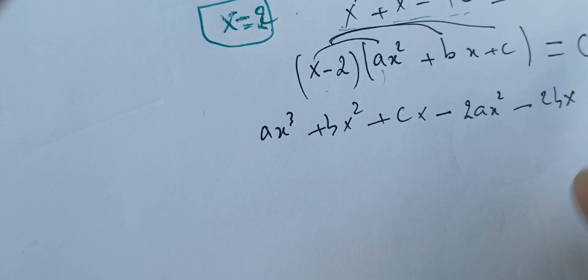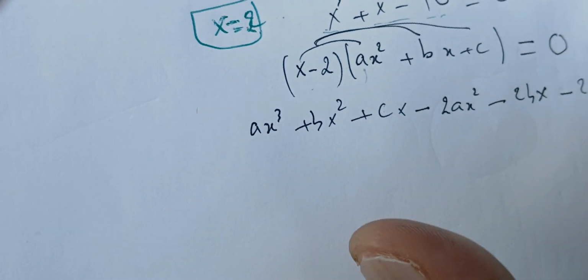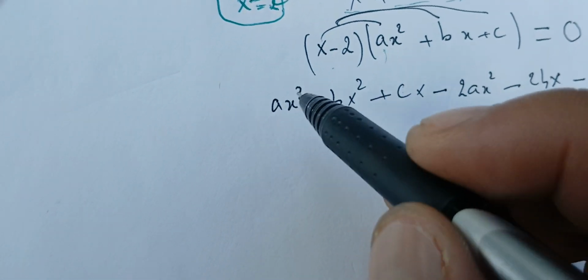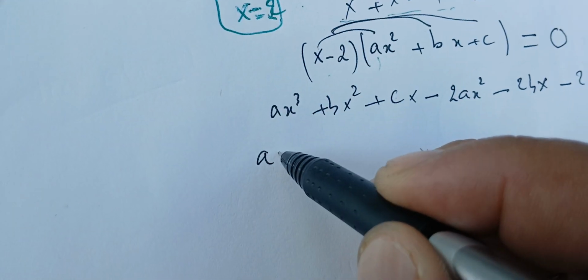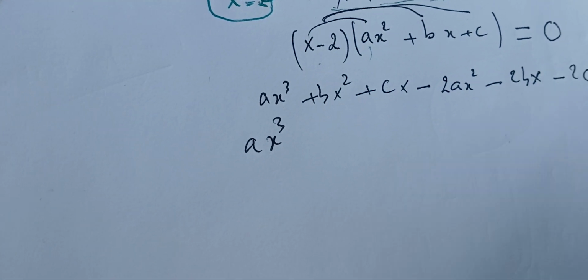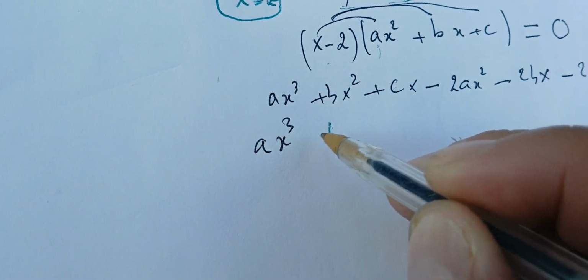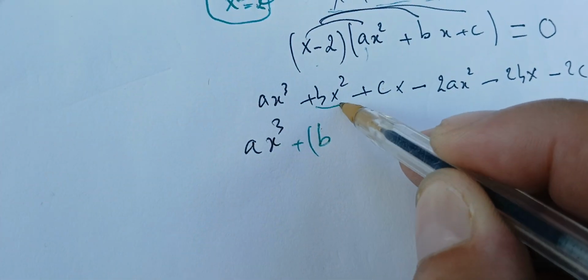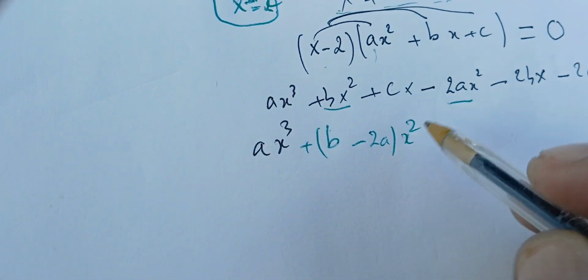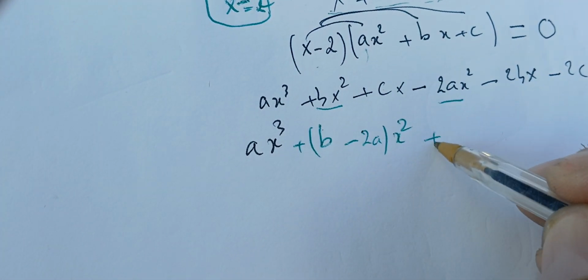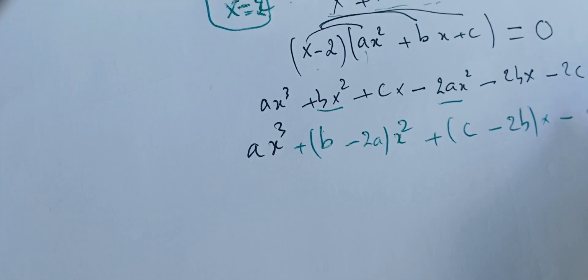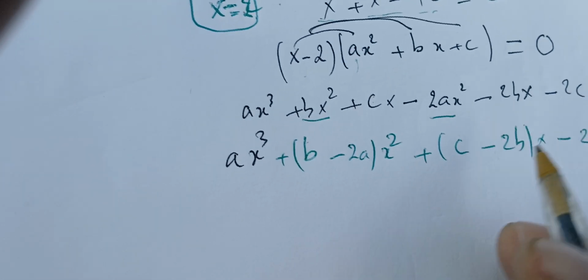Now we collect the powers with each other. There is nothing that has the x cubed except the one that's facing a. For the x squared, we have b, so we have plus b, this one and this one, minus 2a, x squared. For the x, we have c minus 2b, x, minus 2c is 0.